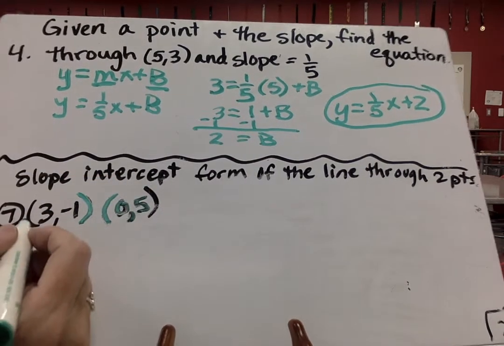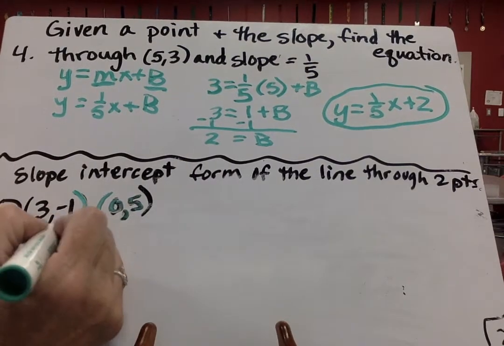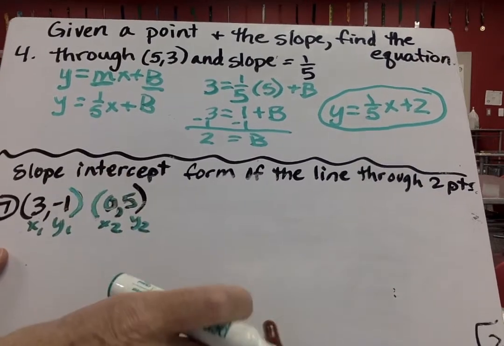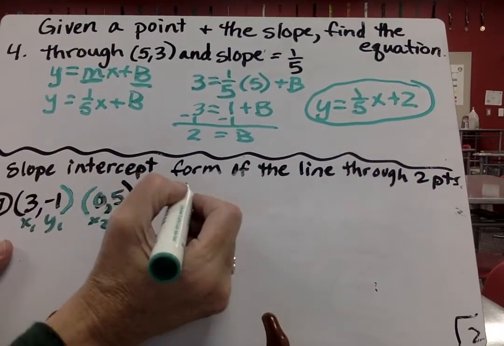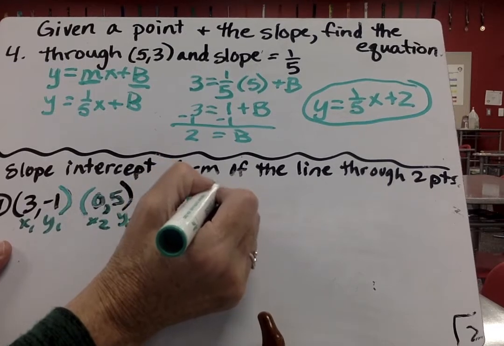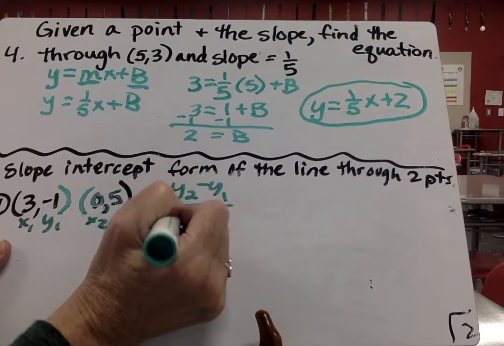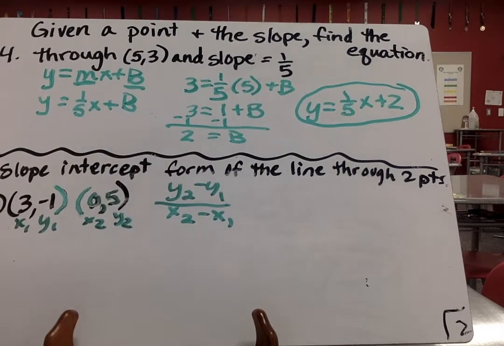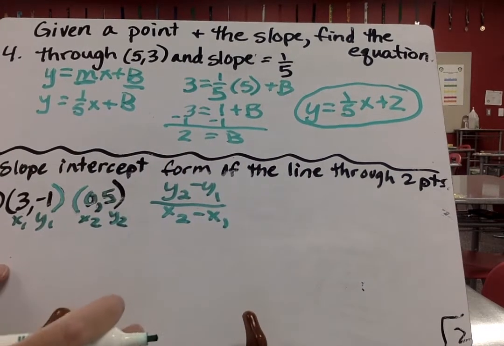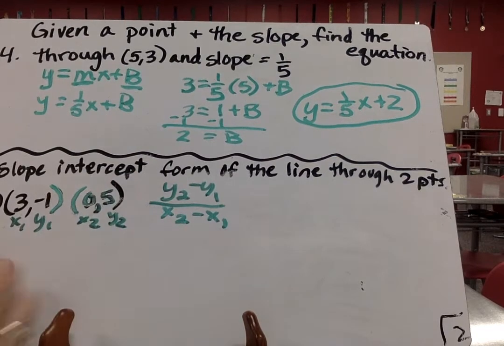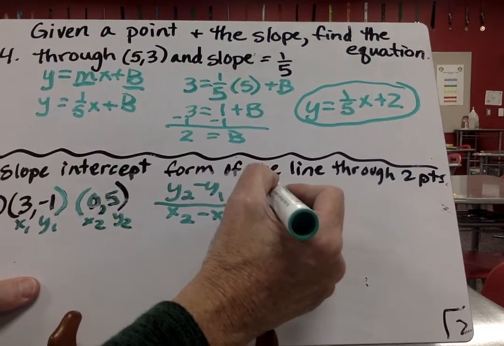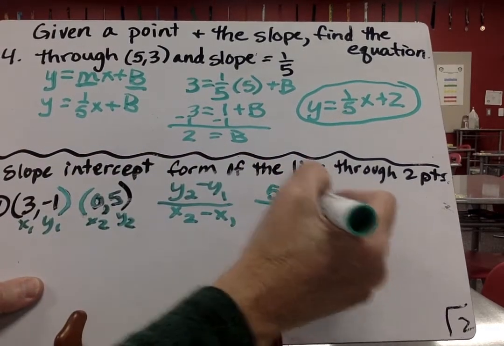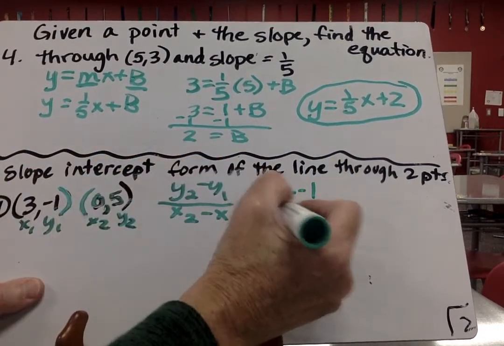2 points. So we name one x1, y1, x2, y2. And then we use our handy dandy formula, y2 minus y1 over x2 minus x1. Okay? So now that we've named our numbers here, this makes it really easy to find the slope. So we say y2 is 5 minus y1 is -1 over x2 is 0 minus 3.